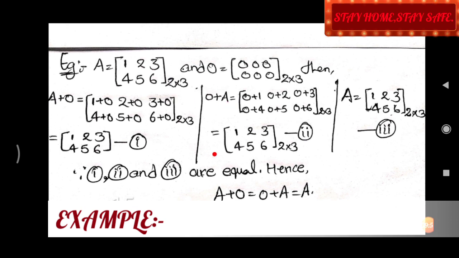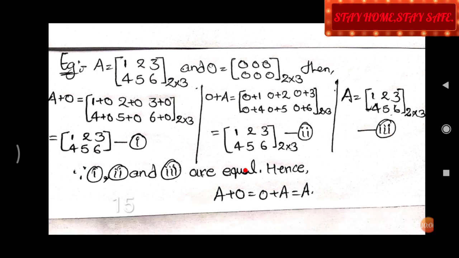Nothing but we get the same result here also, of order 2 by 3, and the elements lying here are the same as the elements lying here. And the matrix A is also the same as we have in equation 3. So equation 1, equation 2 and equation 3 are equal. Hence we can say that A plus 0 is equal to 0 plus A is equal to A. To get a still clearer picture of it, what we can say is 1 plus 0 is equal to 0 plus 1. That is nothing but 1 only.